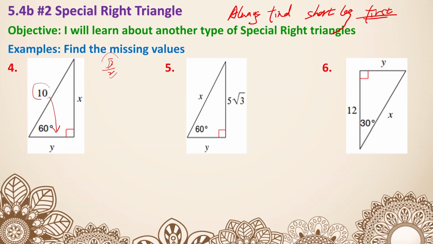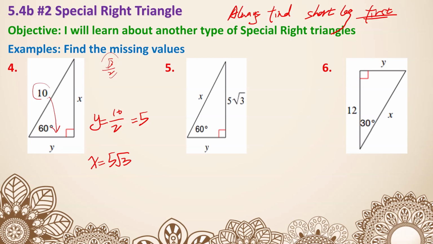There you go. Okay, so let's find y first. It's going to be half of the hypotenuse, so it's a 5, and that makes x a 5 square root of 3. See how easy it is? Instead, if you choose to find x first, that's going to get a bit more complicated since you'll have to deal with a fraction that involves radicals.